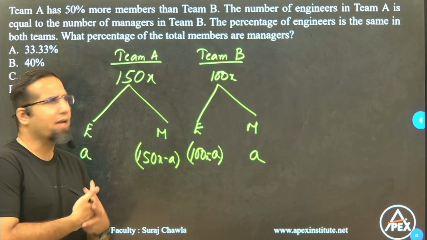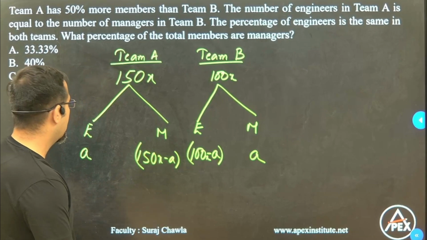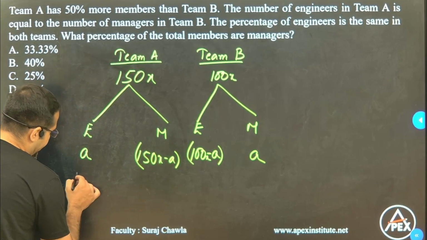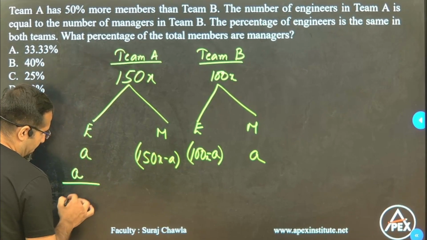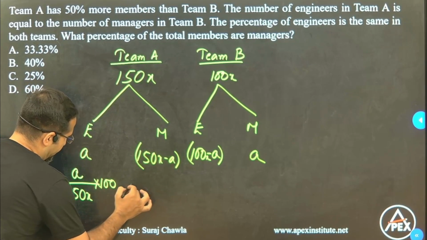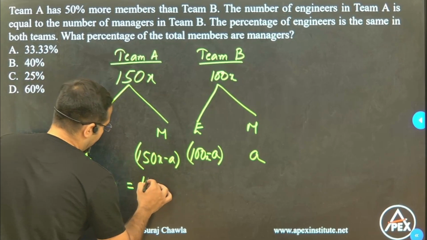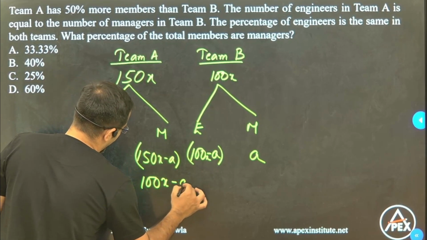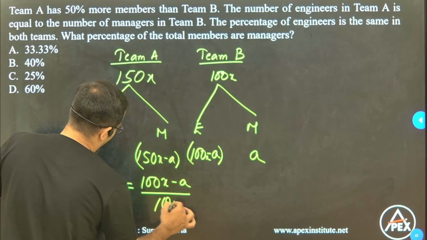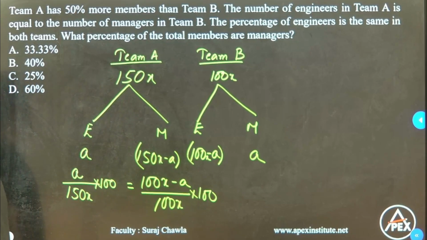Now we are told that the percentage of engineers in both the teams is the same. So how will the percentage of engineers be calculated? Number of engineers divided by total number of people into 100 is the percentage of engineers in A. Percentage of engineers in B is the number of engineers in B divided by total number of members into 100, and these two values are equal.